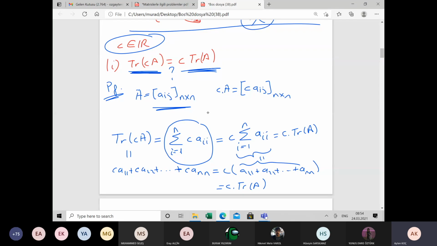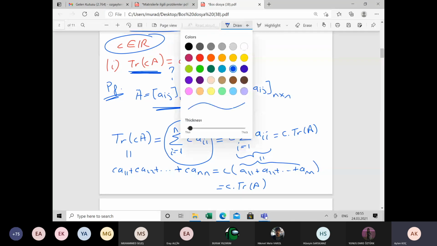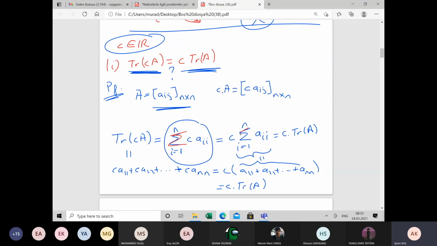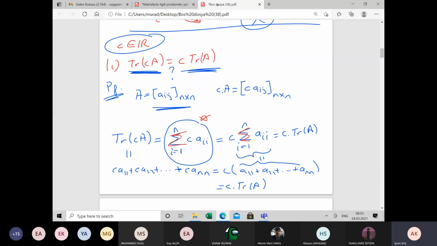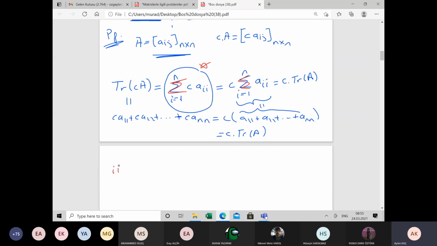But I think it will be appropriate, of course, to use the sigma notation. It's okay. Yes, and the second one: show that the trace of A plus B is equal to the trace of A plus the trace of B.